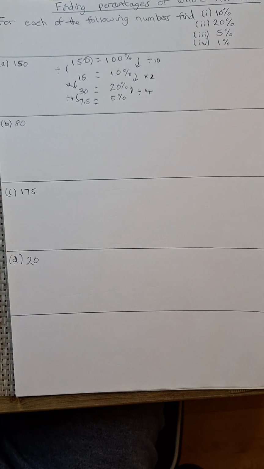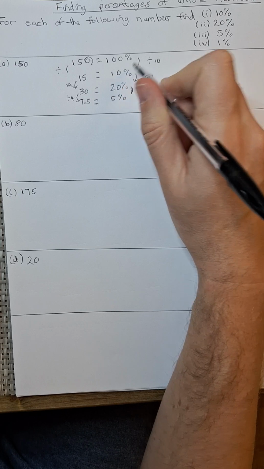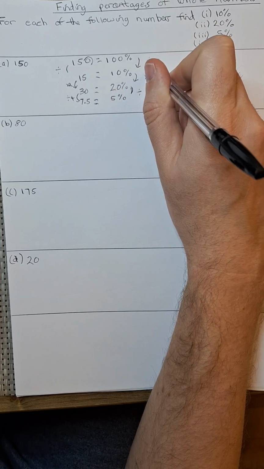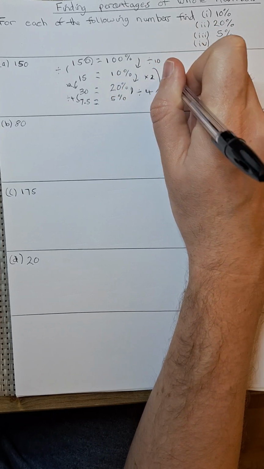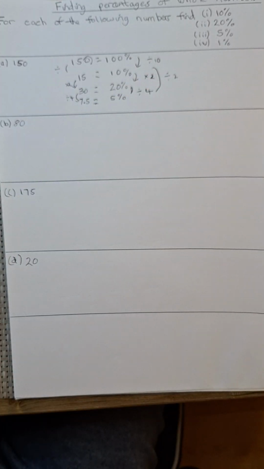Now you could also get the answer by doing, if you want to get from 10% to 5%, we divide by 2. And if you do 15 divided by 2, you also get 7.5.